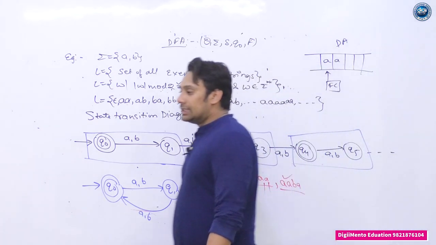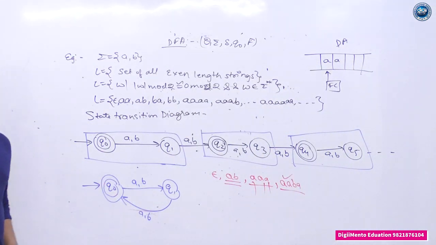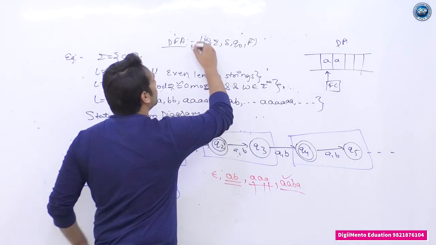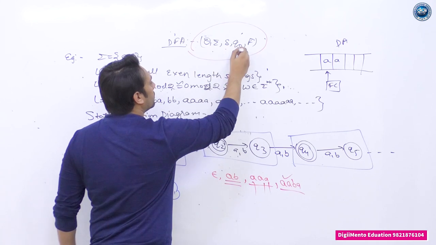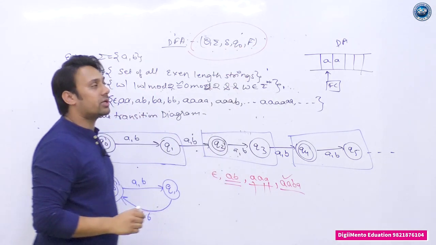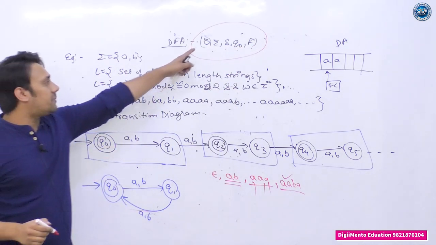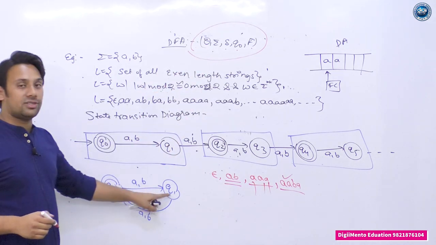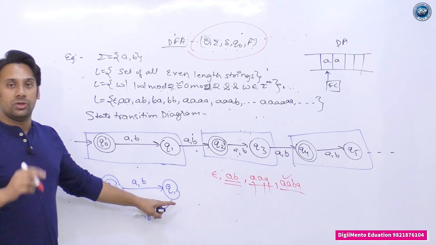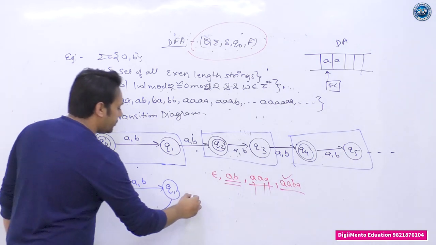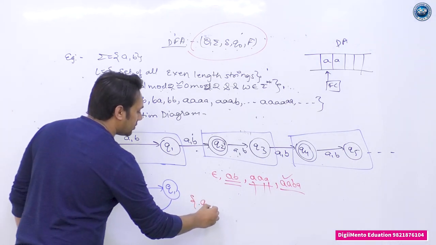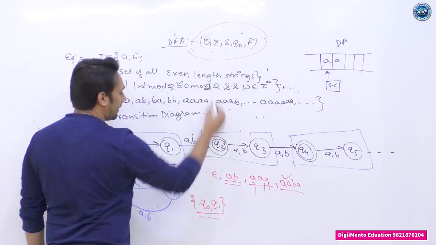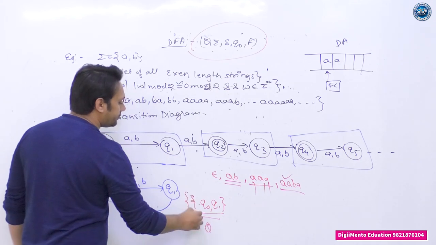Okay? Now here, this is a deterministic finite automata. I have given you a definition here. The definition of this finite automata is Q, sigma, delta, Q naught and F. Here Q is representing the set of states. So what are the set of states here? We have two states here, Q naught and Q1. Only two states are there. So this is your capital Q, the set of states.